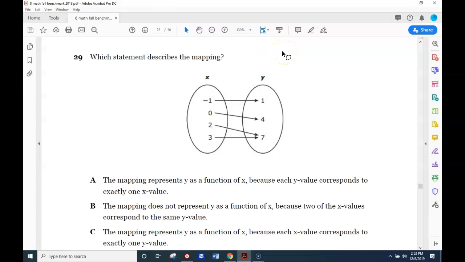Number 29. Which statement describes the mapping? X: -1, 0, 2, 3. Y: 1, 4, 7.